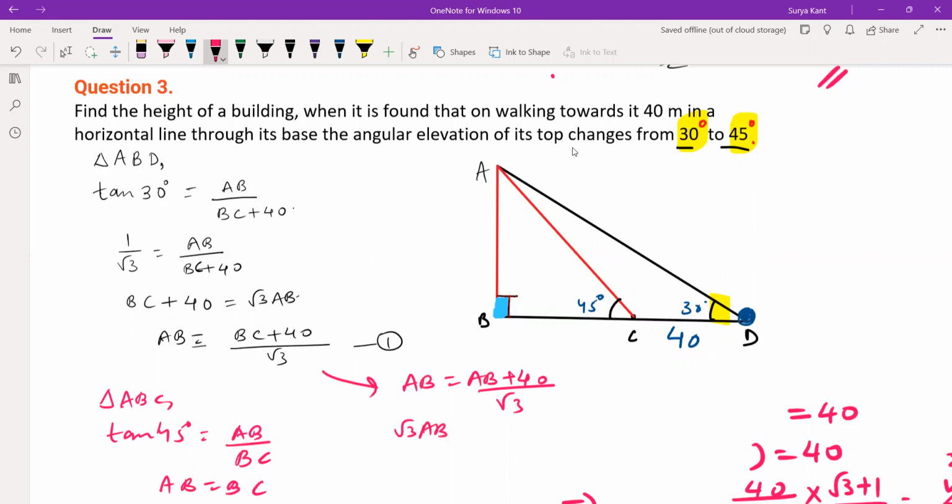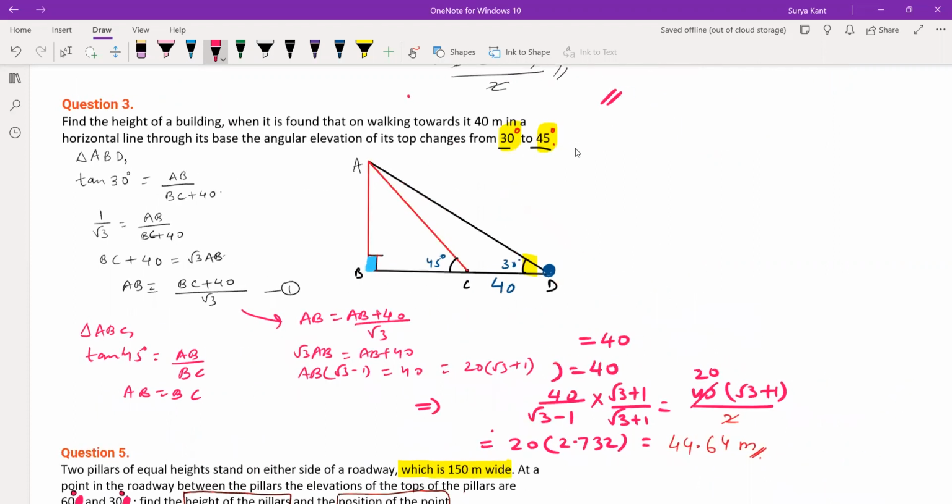What did you get as the answer? You got 20 times root 3 plus 1. Root 3 AB equals AB plus 40. So if you take AB common, AB times root 3 minus 1 equals 40. I think you'll get 20, right? 20 times root 3 plus 1 you should get. Yes, sir, 20, yeah. Here you see, 20 times root 3 plus 1. Yeah, correct.